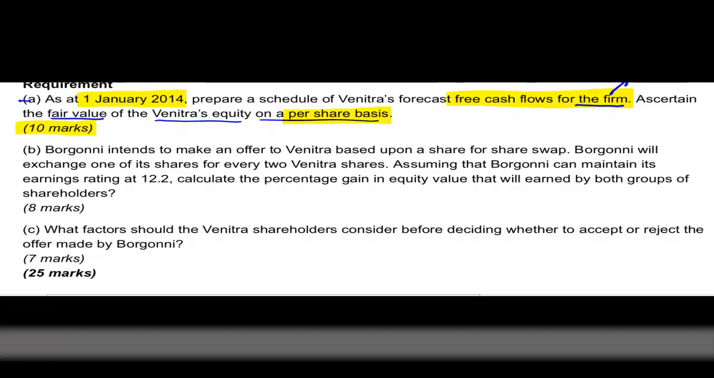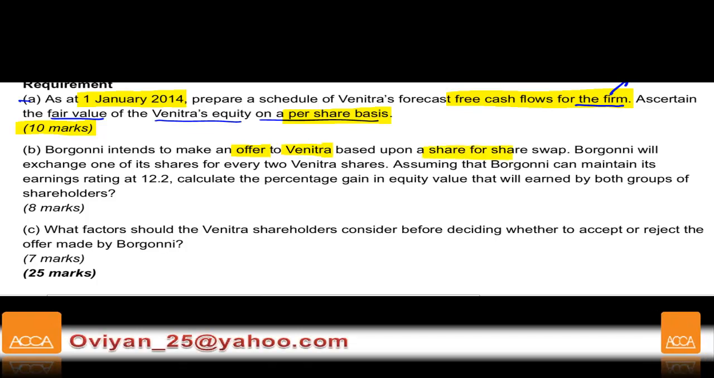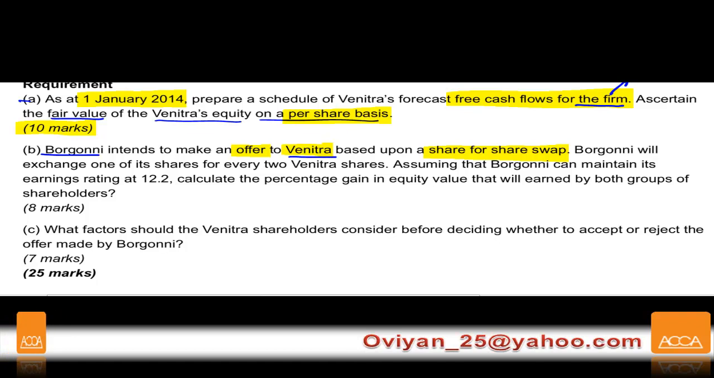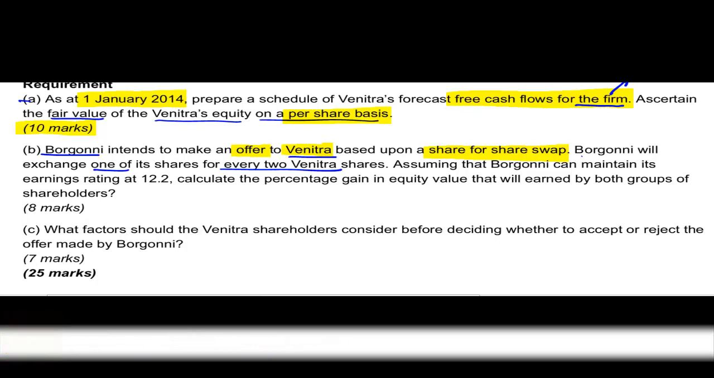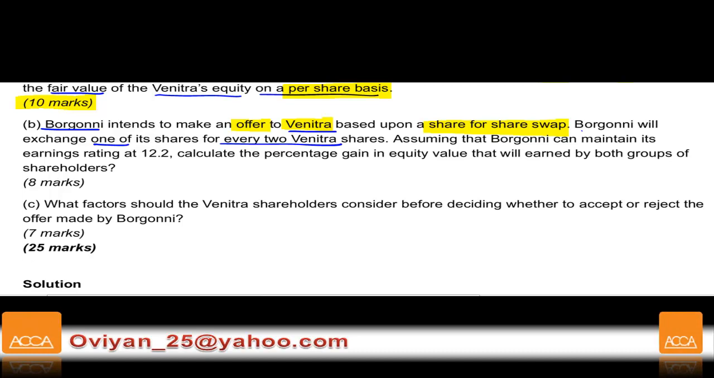Now, part B of the question: Borgoni intends to make an offer for Vinitra based on a share for share swap. That means it's a share for share exchange. That means new shares will be issued in Borgoni to take over all the shares in Vinitra. Borgoni will exchange one of its shares for two of Vinitra's shares. So the basis of exchange has already been established in this particular question. Now, the next thing we want to see here is, will Borgoni shareholders be happy and Vinitra shareholders be happy?